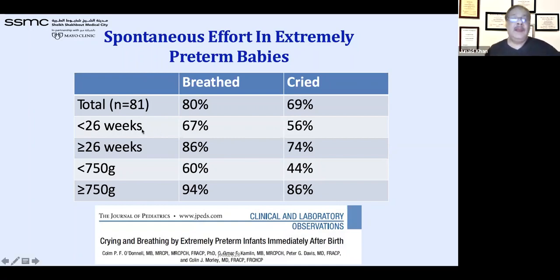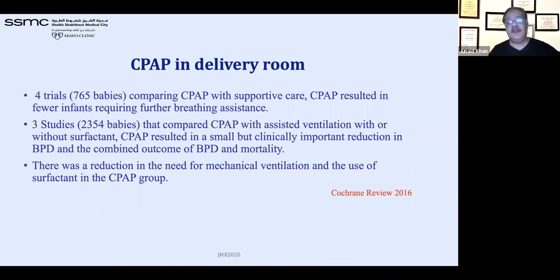If you go by less than 26 weeks, it's still 67% breathing and 56% crying. More than 26 weeks, 86% breathing and 74% crying. So this helps you understand that CPAP is the first choice for all those babies. Again, Vikram is arranging for ventilation and non-invasive, so we can discuss it in our non-invasive ventilation talk.